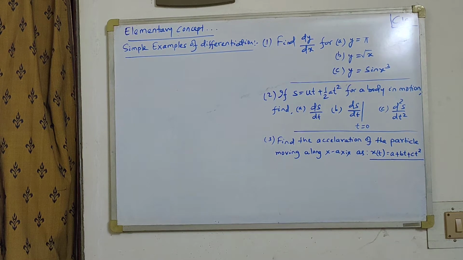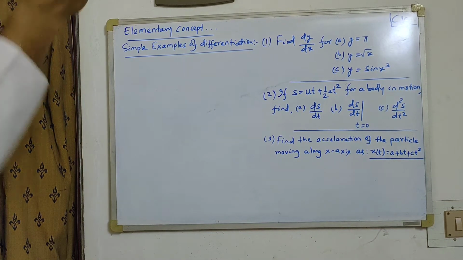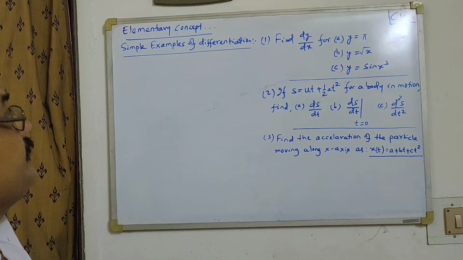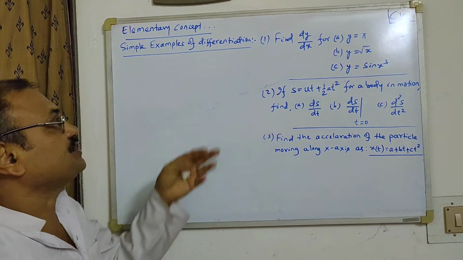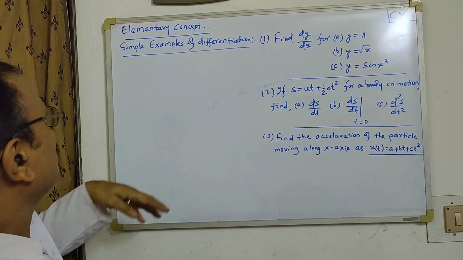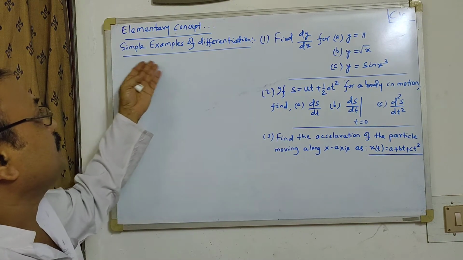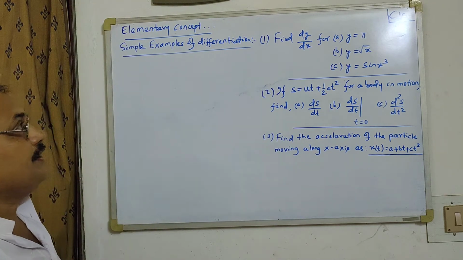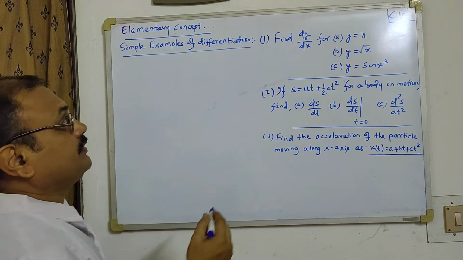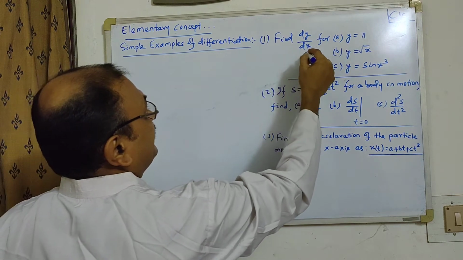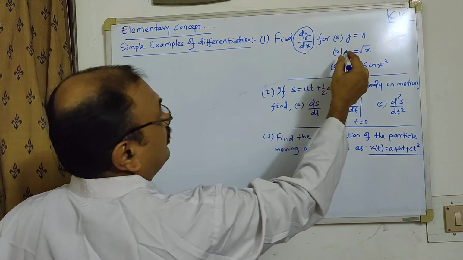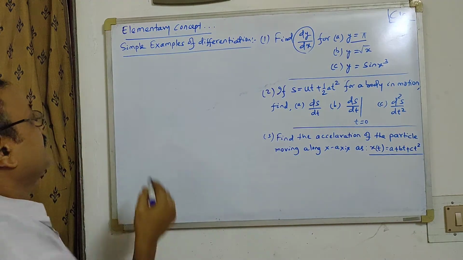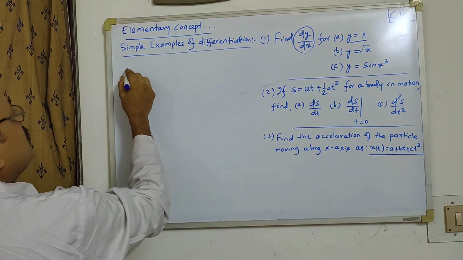Well, in continuation with the elementary concept of differentiation and integration in describing motion of a particle, we'll pick up some simple examples of differentiation first. So here let us find the differential coefficient of a function y is equal to pi.